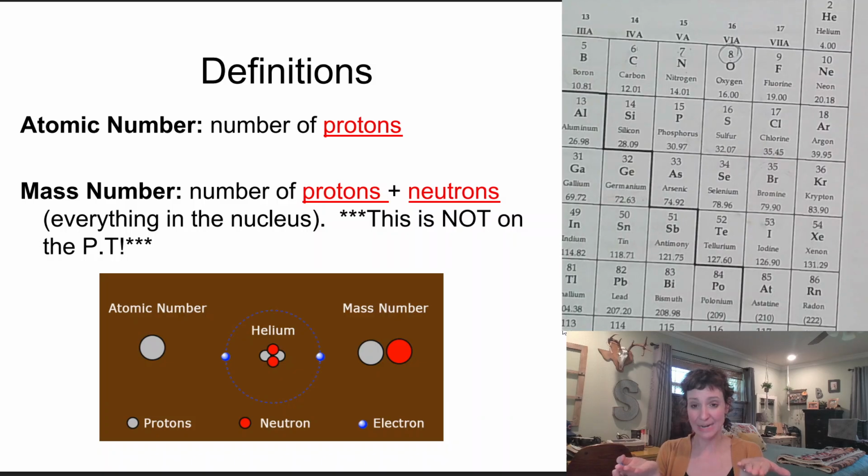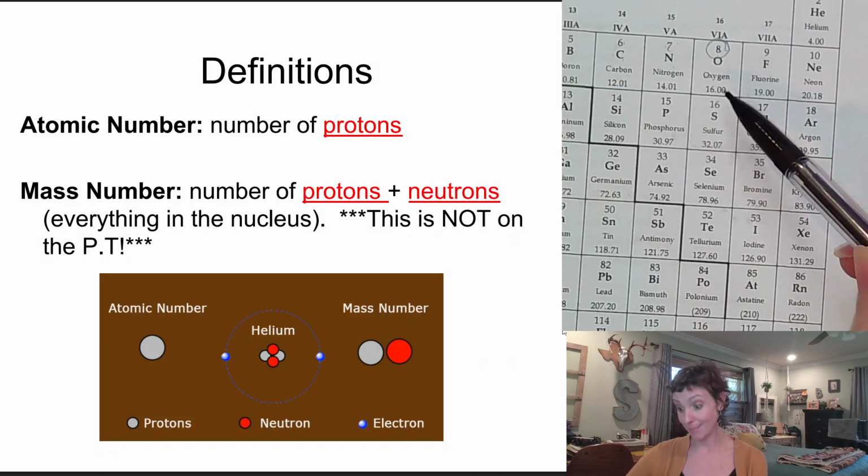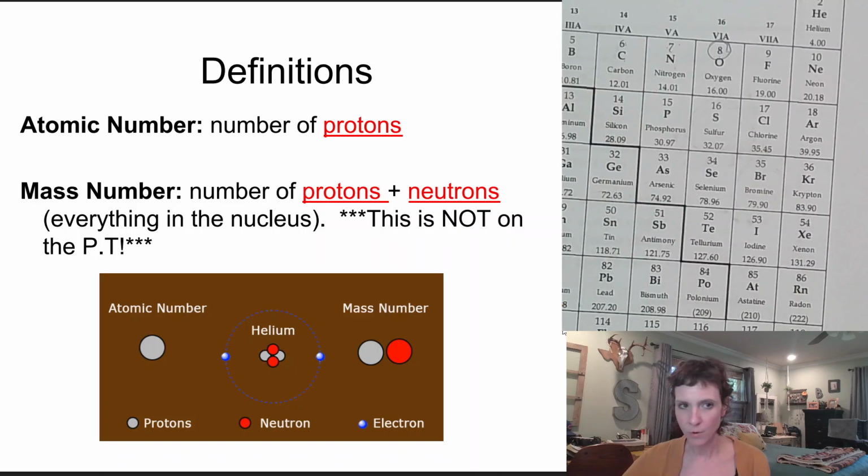So it's called mass number because we said that protons and neutrons are basically the only parts of the atom that have mass. So we want to know the number of all mass-containing things. So it's everything in the nucleus. This is so important. You're getting excited because you're like, oh my gosh, my atomic number, there she is on my periodic table. Guess my mass number is too. Oh no. Mass number is not on your periodic table.